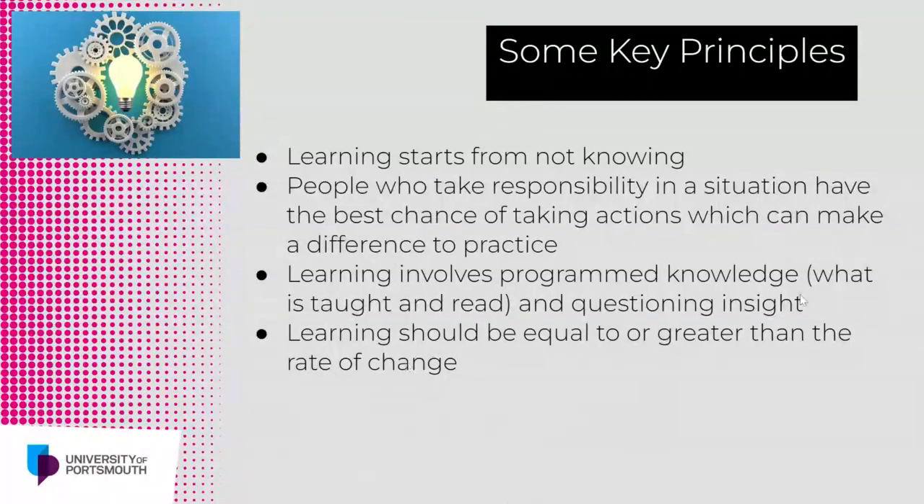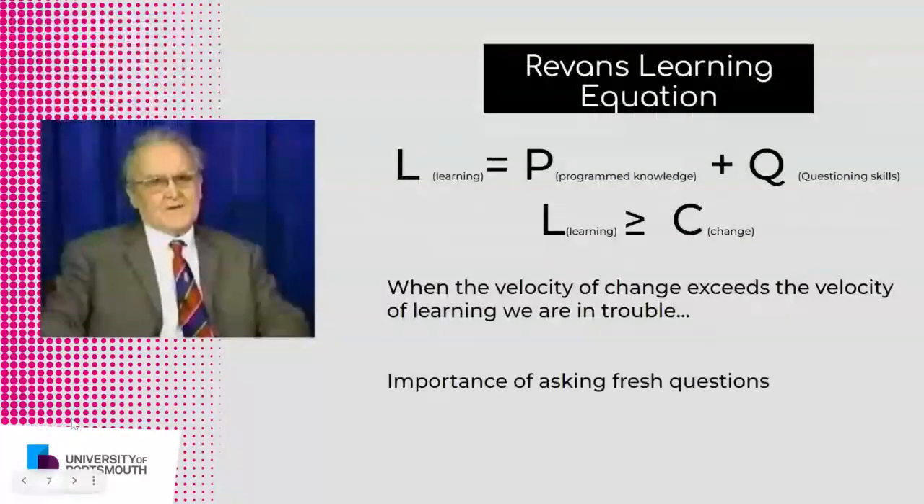Now, Revans was really keen on, and quite liked, his equations. And I think for those of you who do like an equation, this can be quite interesting, in that essentially what he's saying is that we've got all this programmed knowledge that we've had from studying and experience, and through questioning, that's where the learning comes from. And the learning needs to be greater than, or at least equal to, the rate of change. So when we're thinking about AI, or any sort of area or problem, it is so important to keep asking those fresh questions, lest you get left behind, is what he's saying. So it can be quite powerful.